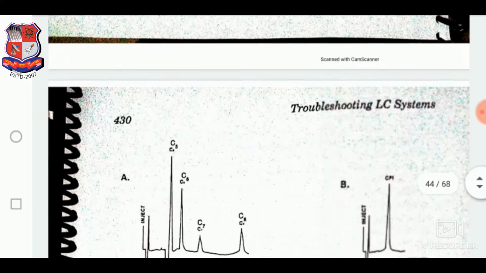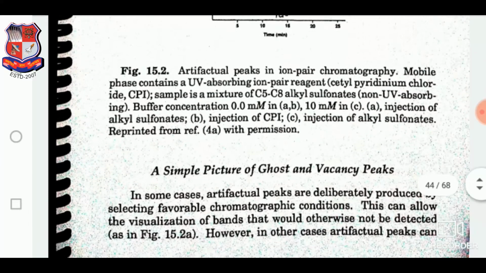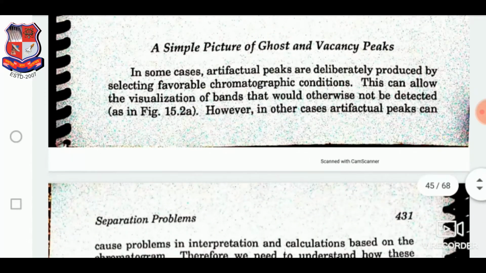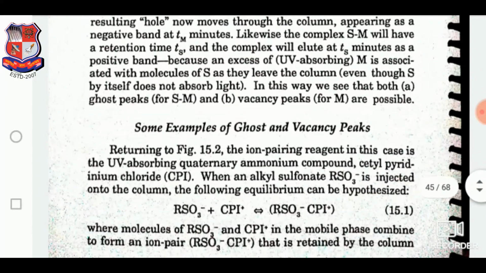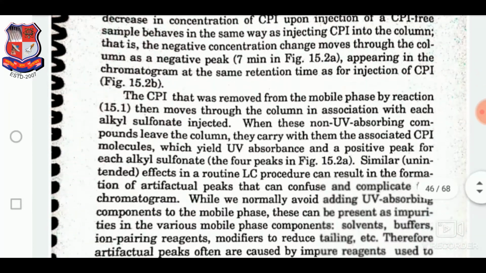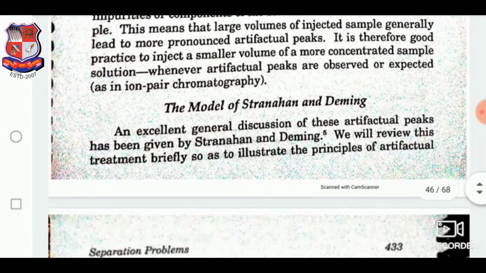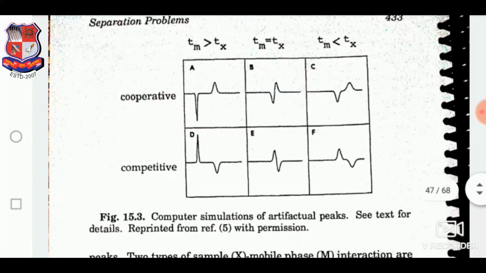Anomalous peaks: these are the chromatograms, and negative peaks are observed here. These are anomalous peak examples. The features of ghost peaks and vacancy peaks are also there. Here are some examples of ghost peaks and their explanation. The model of Stanham and Deming, and the possible causes of the model.